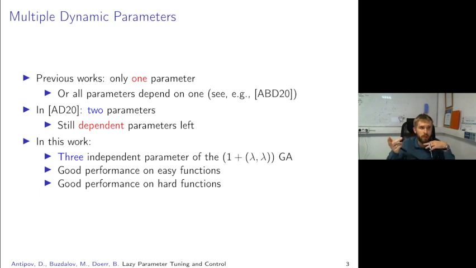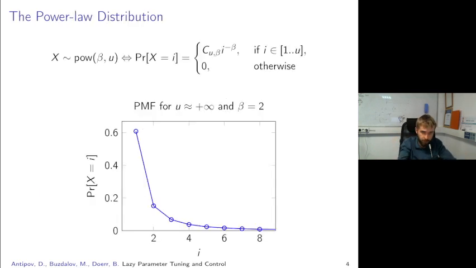In this work, we propose to choose all three parameters of the (1+(λ,λ)) GA randomly and independently from each other, and we show that this simple approach can give us a very good performance both on easy and on hard functions. So we propose to choose these parameters from the power law distribution.